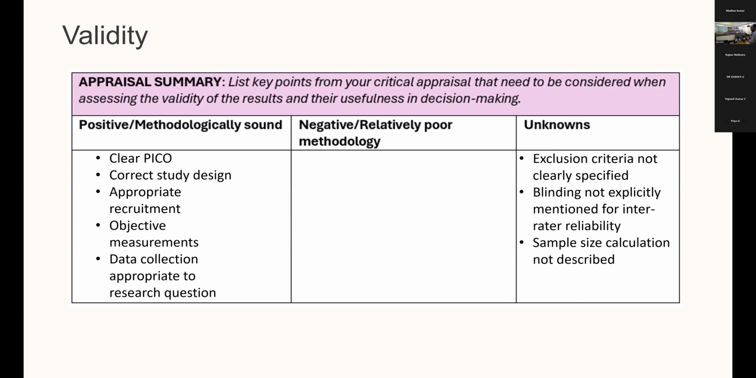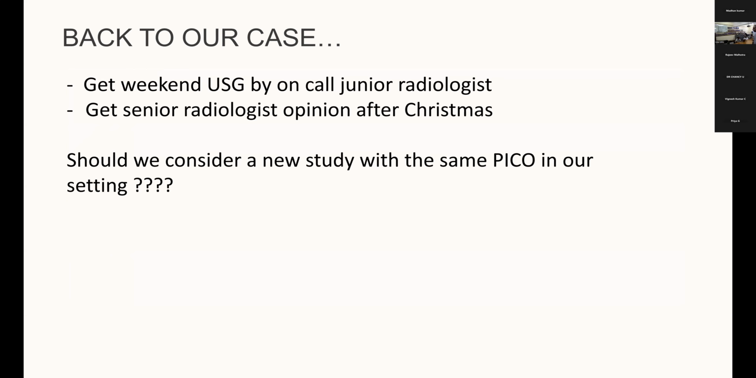So coming to the summary of our appraisal, there was a clear PICO statement. It was a correct study design. There was appropriate recruitment, objective measures, and data collection. But they have not clearly specified their exclusion criteria. They have not talked about the blinding for the second set of scans. In the first set, they said the 4 independently reviewed. We don't know whether they could see the images in the intervening period of 2 weeks. And the sample size calculation was not described in detail.